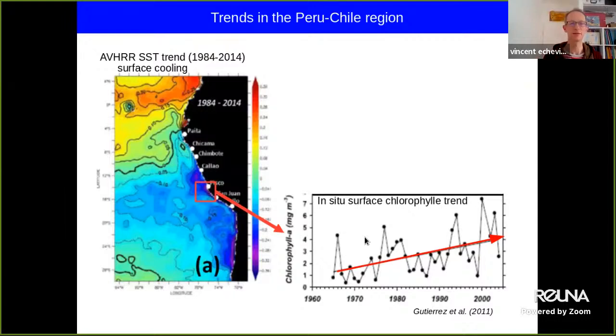Okay, so what is the context? In fact, when you look at SST measurements from satellite over the period 1994-2014, and if you look at the trend of SST, so the slow evolution of SST, what you can see is that in the south of Peru, you have a strong cooling of SST, and also in the north of Chile. And this agrees if you take some in situ chlorophyll measurements in this region, in the Pisco region, you have an increase of the chlorophyll. So a cooling could be related to an increase of upwelling, and this increase of upwelling could also bring more nutrients to the surface, and so explain the surface chlorophyll trend.